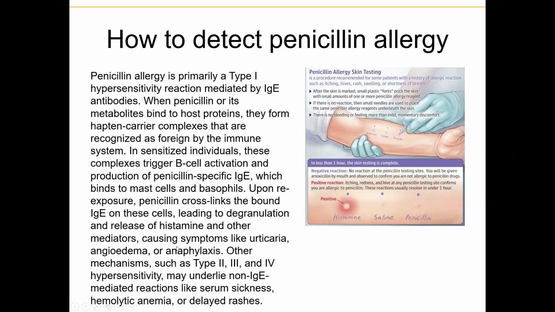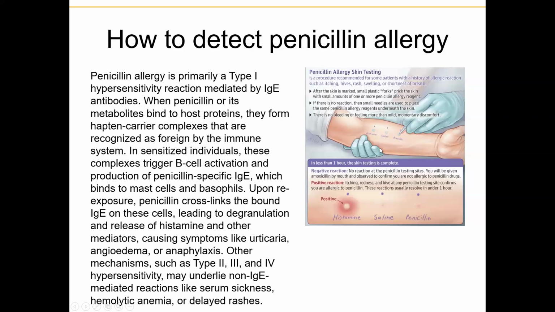That is degranulation, releasing histamine and other mediators, causing urticaria, itching, angioedema, and in the most severe form, anaphylaxis. Meanwhile, penicillin allergy can be responsible for type 2, type 3, and type 4 reactions as well. Those are non-IgE mediated reactions, like serum sickness, that is type 3, hemolytic anemia, type 2, or delayed rashes.